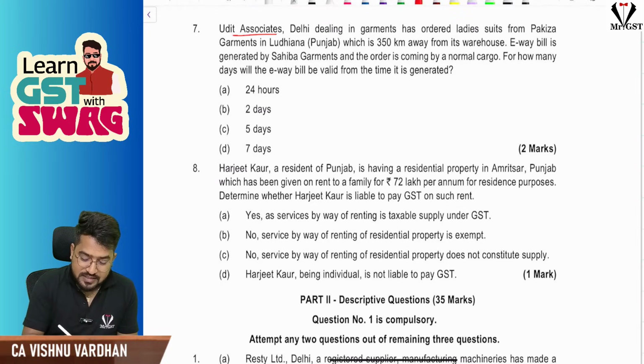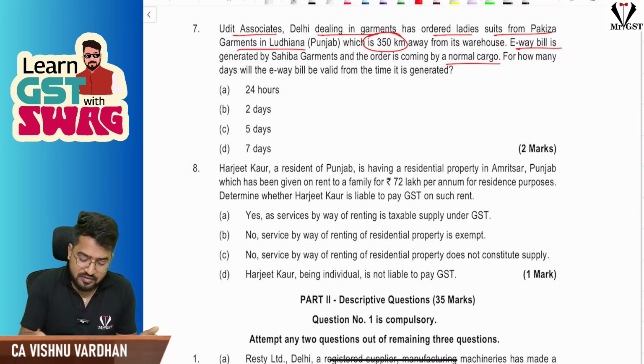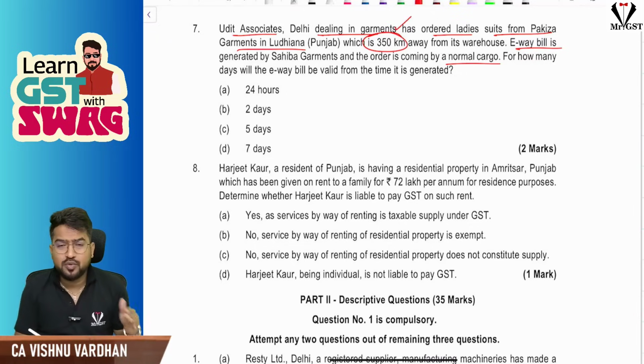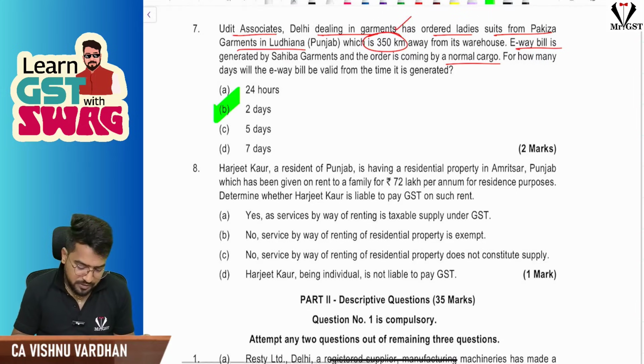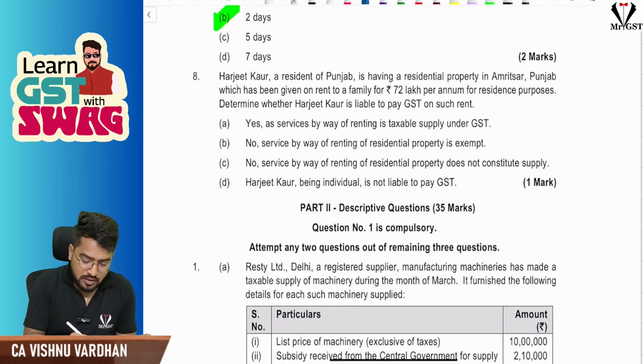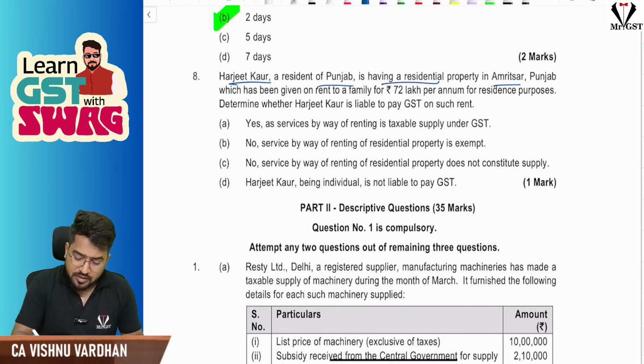Udit Associates, Delhi, dealing in garments, ordered ladies suits from Pakija Garments in Ludhiana, Punjab, 350 kilometers. This is about e-way bill validity. They are transporting in normal cargo. So what is the validity of the e-way bill? 350 kilometers. You know, for every 200 kilometers or part thereof, you will get 1 day validity. So it is 2 days validity because of 350 kilometers. Okay, option B. Next.